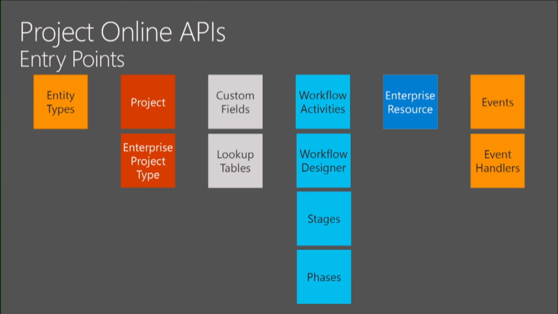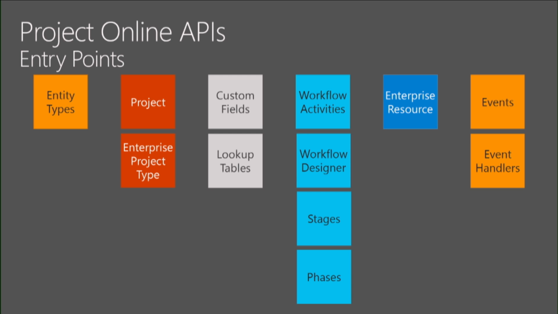So these are the entry points that we support inside of our endpoints. There's the entity types, which are different types of projects. There is the project entity type and the enterprise project type. There's the ability to manipulate and read custom fields and the lookup tables, all the workflow stages and phases, enterprise resources, events and event handlers. So for example, the events and event handlers, that's what you would use to be notified that a project was published. That's the API you would use to tell the service that when a project is published, this is the endpoint I want you to call.